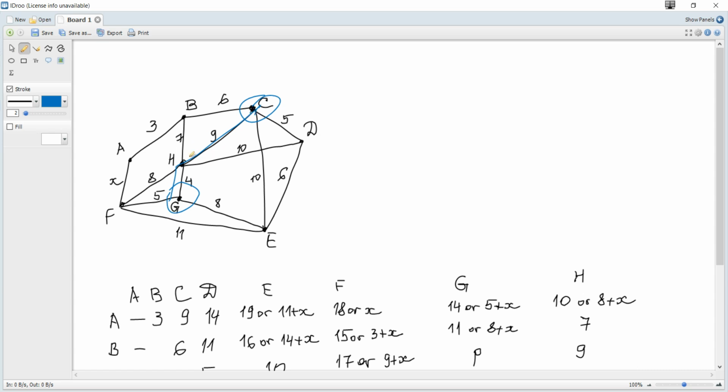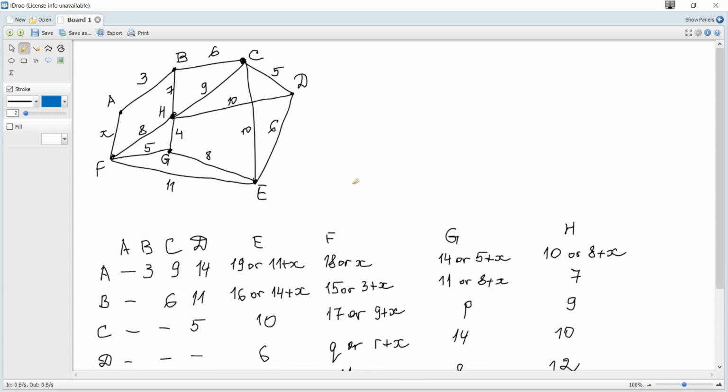CHG, and 9 plus 4 is 13. It may be required, so let's write the actual route. It's actually CHG, and it's not required here, but may be required for the next question. So let's write CHG, and it's 13. Then what is Q?